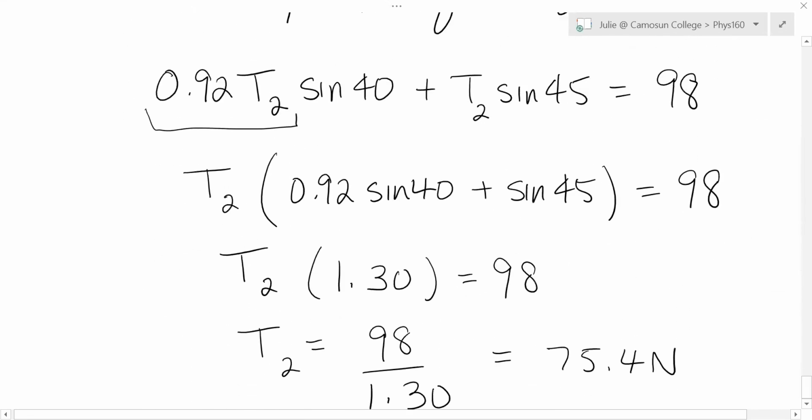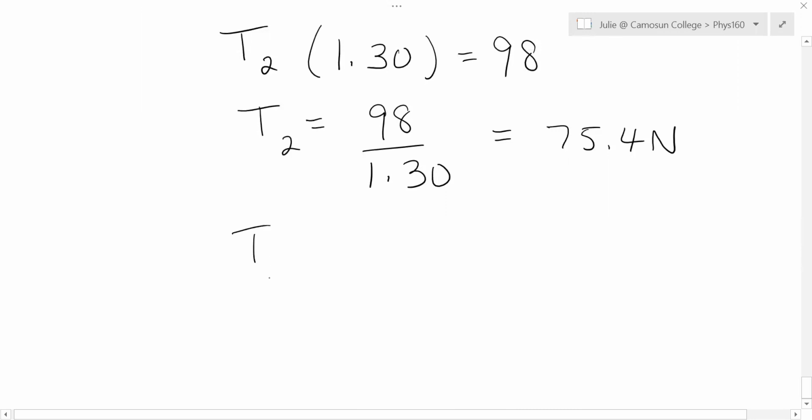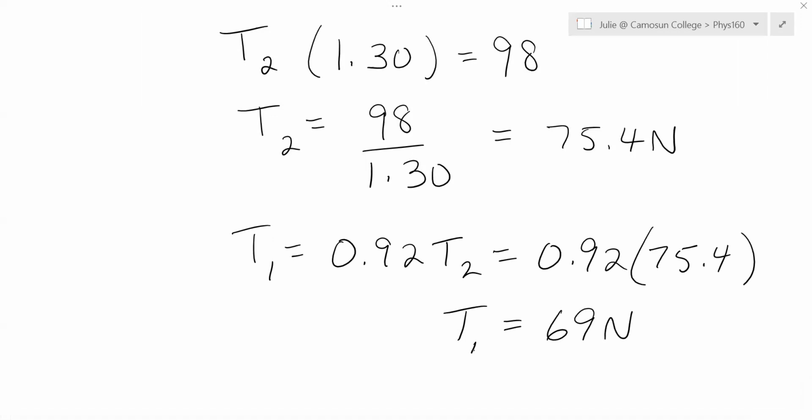So I go back to what T1 is. There's T1 right there, 0.92 T2. So T1 is 0.92 T2. So it must be 0.92 times 75.4. 69 newtons. It's T1. Okay, now that's a little bit too tricky, I think, at this level, but that's a good question.